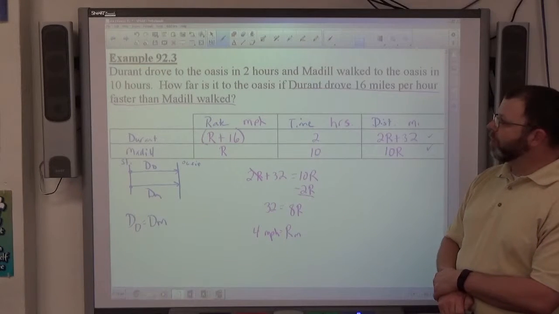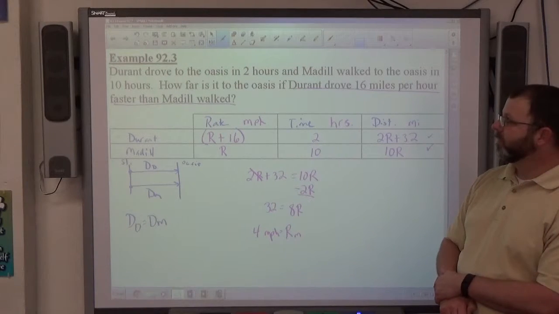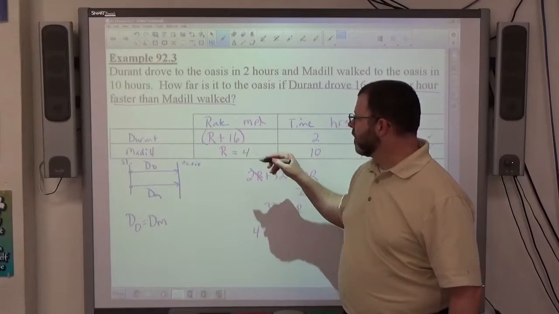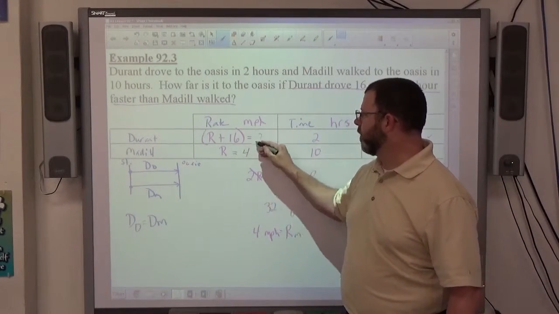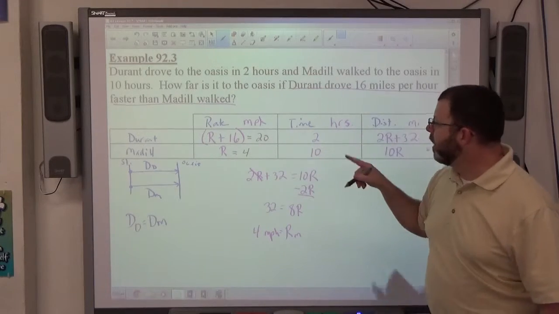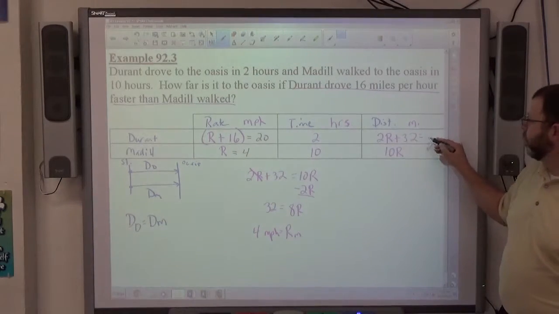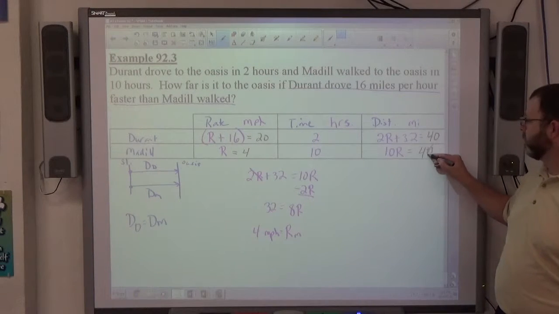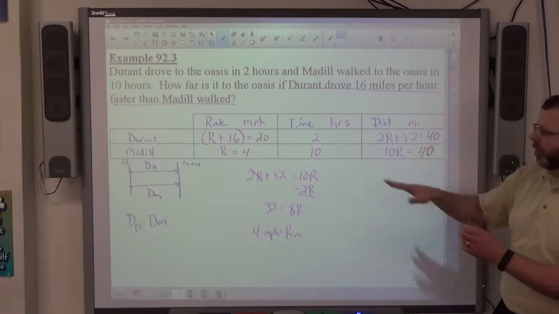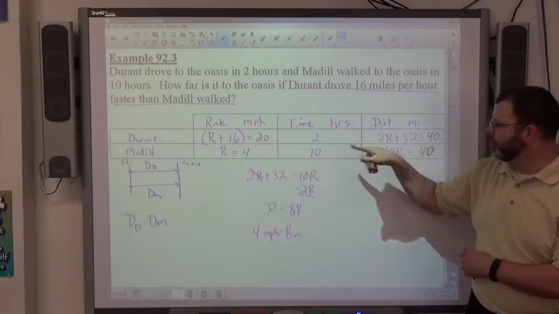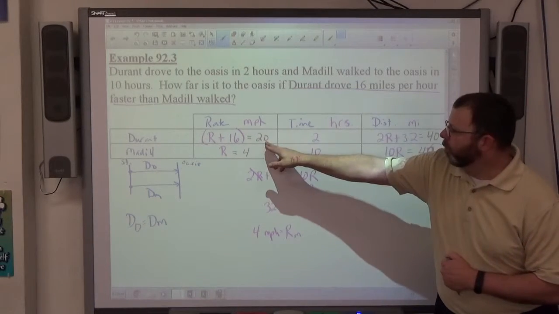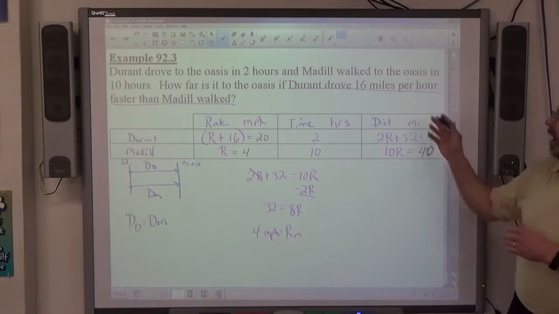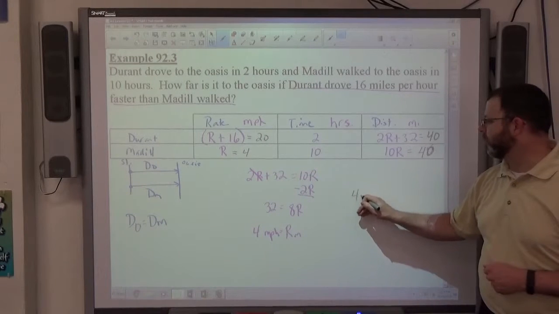Okay, what's the question asking? How far is it to Oasis? Okay, so all I figured out is this. R equals 4. So what is this? 20, right? Because we had 16 to 4, we get 20. 20 times 2 is equal to 40. And 4 times 10 is equal to 40. Again, once you know everything over here, rate times time equals distance, right? So Durant went 20 miles per hour, Medill went 4 miles per hour. The distance to the Oasis is 40 miles. They're asking for distance to Oasis, so 40 miles is the answer.